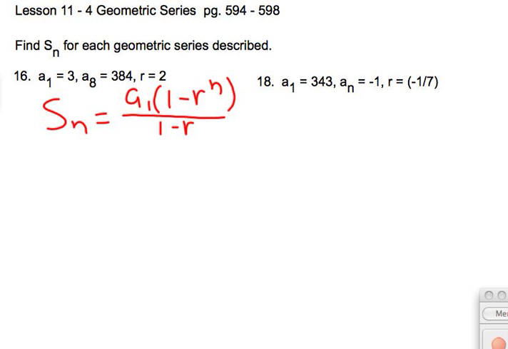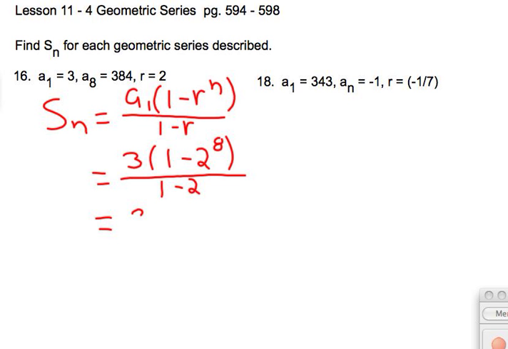So in this first problem here, number 16, my a sub 1 is a 3, my r is a 2, and n is an 8, because you're giving me term 8 there, so my n is going to be an 8. And then I put that over 1 minus 2. And then I start doing the math and simplify it up.